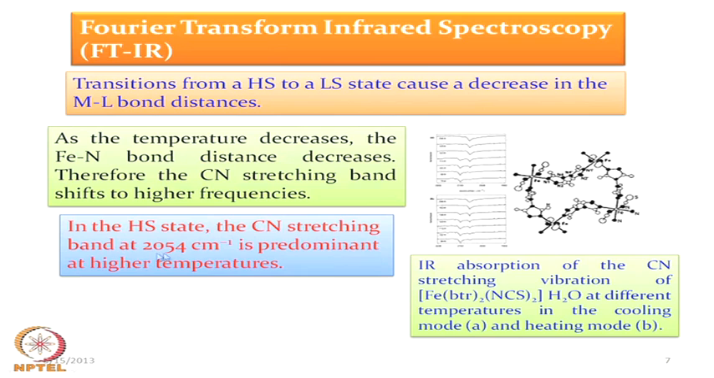So, in the high spin state, the CN stretching band at 2054 is predominant at higher temperature. Just now we have seen how we monitored the temperature variation; here also the heating mode and the cooling mode can be monitored for the corresponding stretching frequency for the high spin state as well as for the low spin state. Thank you very much.